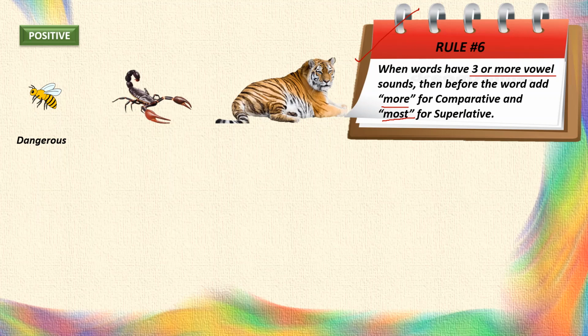So we have an adjective in the positive degree which is dangerous. Now this is the three vowel adjective. We have not three, actually we have four vowels here. We have the first vowel A, here it is. Then we have the second vowel E. Then we have the third vowel O. And finally we have the fourth vowel U.